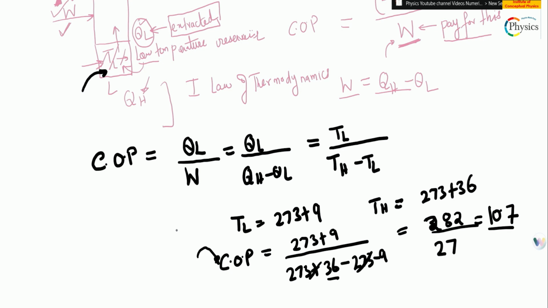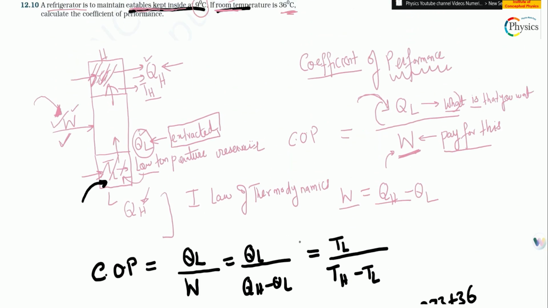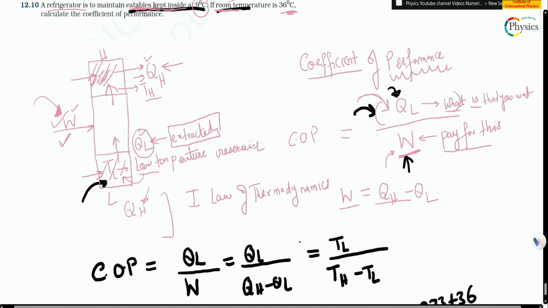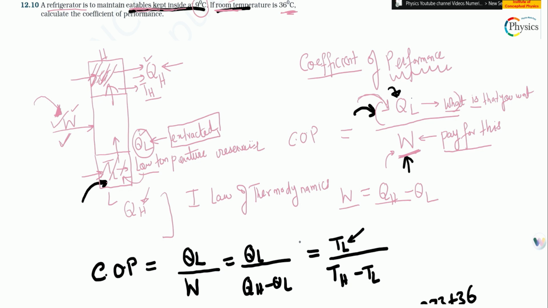How will you memorize this? Again, this is the trick. What is that you want? You want the heat to be extracted from the low temperature reservoir. And how do you achieve it? By paying for it using electricity. So QL is in the numerator, and similarly the low reservoir temperature is in the numerator. The work done has been found using this particular expression, which is the first law of thermodynamics. I have not gone into the derivation. Therefore, just take it with a pinch of salt. Just apply it directly. So TH minus TL.